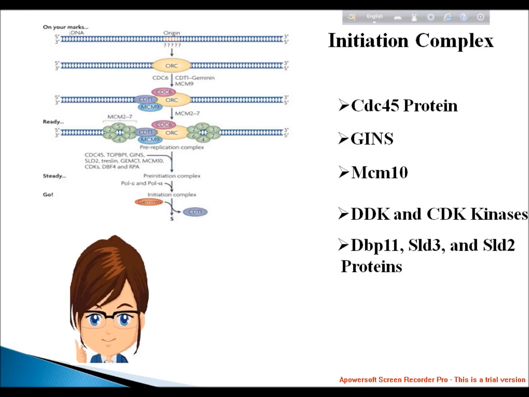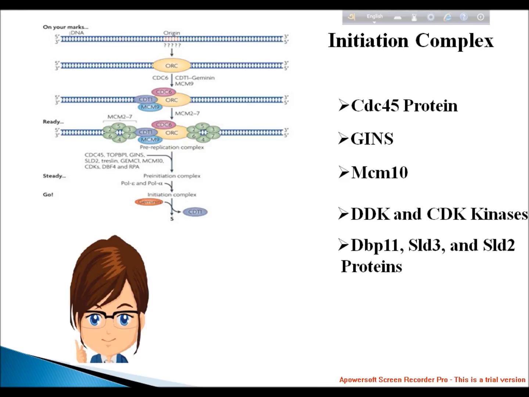CDC45 protein. Cell division cycle 45, CDC45 protein is a critical component for the conversion of the pre-replicative complex to the initiation complex. The CDC45 protein assembles at replication origins before initiation and is required for replication to begin in Saccharomyces cerevisiae and has an essential role during elongation. The CDC45 has central roles in both the initiation and elongation phases of chromosomal DNA replication.